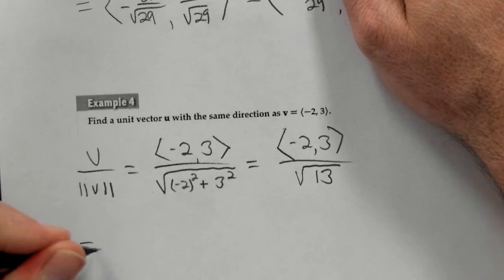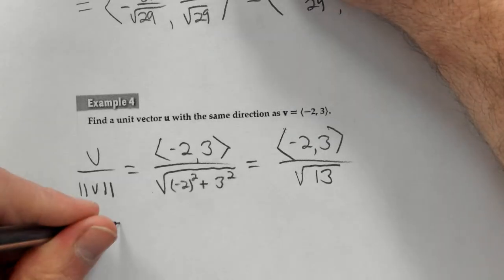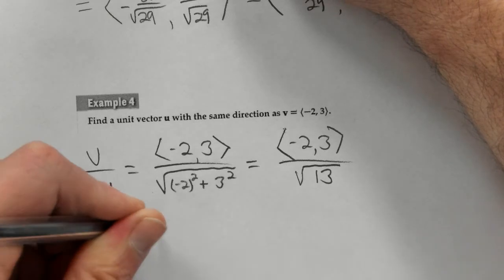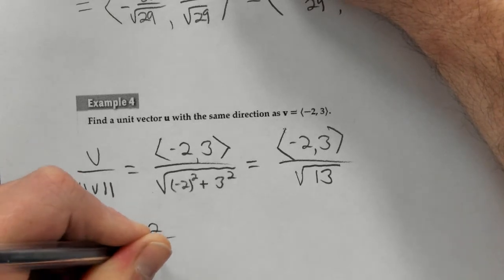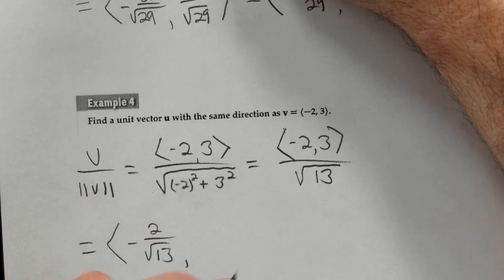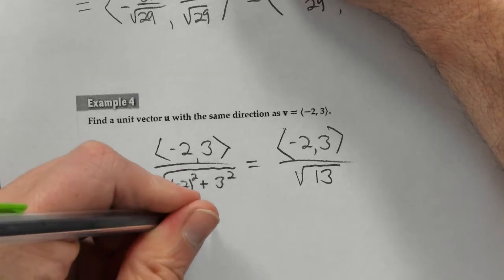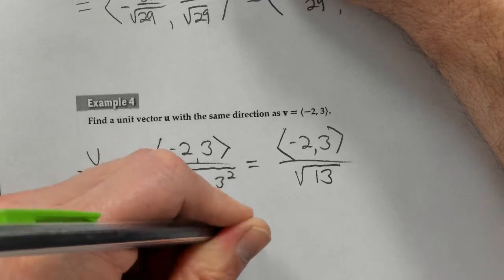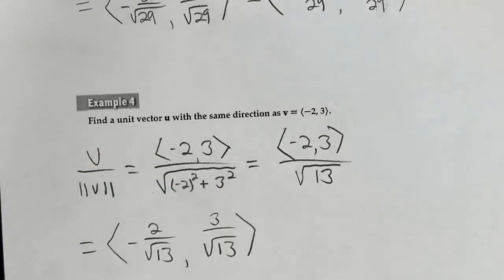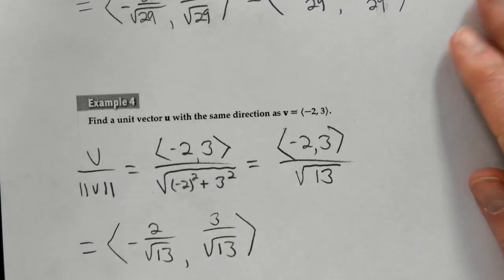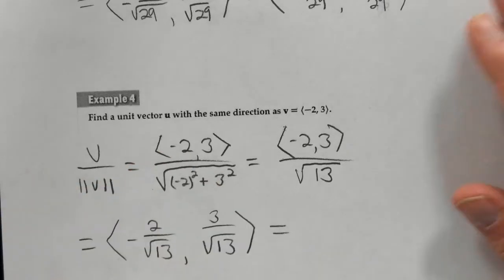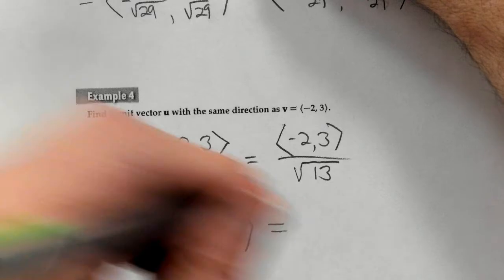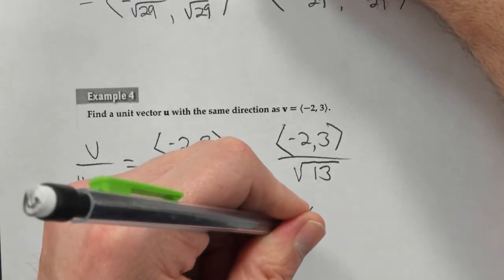Alright, so from there, we can go negative 2 over the square root of 13, comma, 3 over the square root of 13. And once again, we need to rationalize the denominator, get the square root out of there by multiplying the top and the bottom of each one of these by the square root of 13. When we do, we ultimately end up with this.